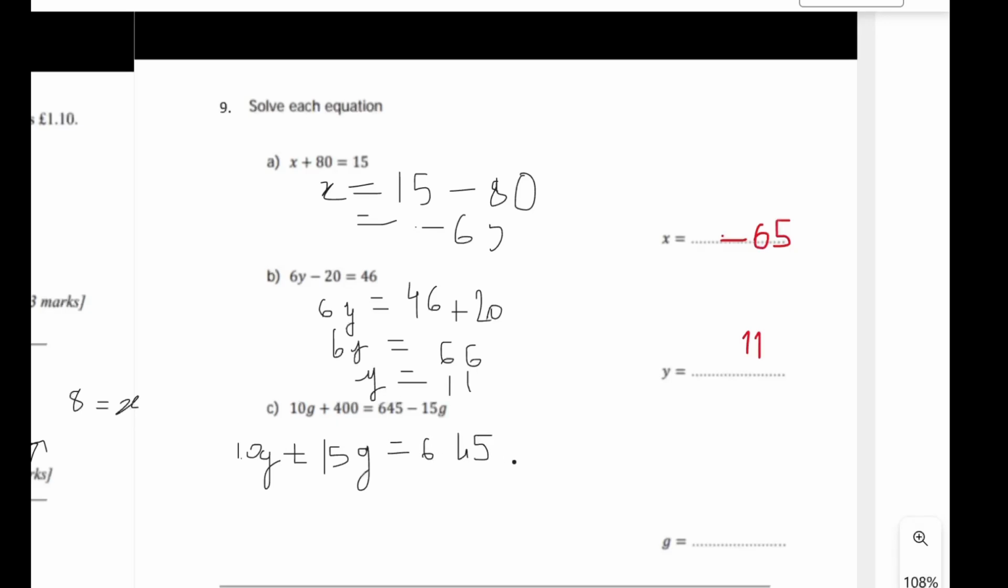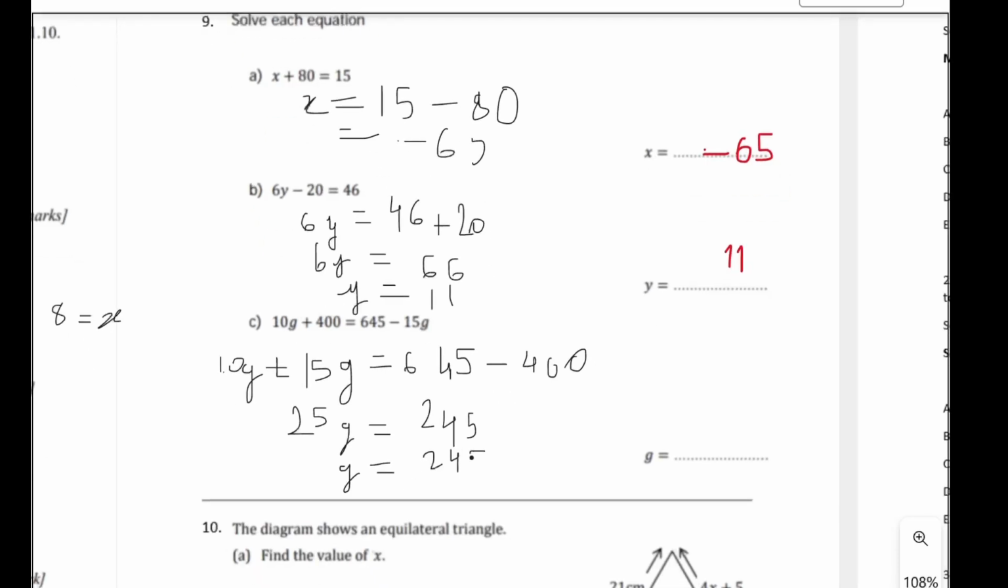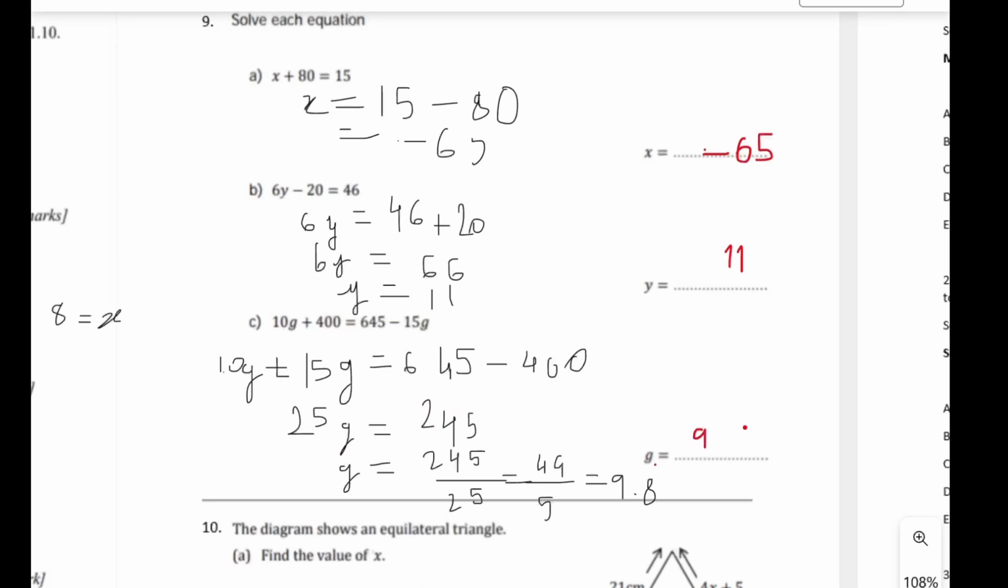645 minus 400. Then we get 25g is equal to 245. Therefore, g is equal to 245 divided by 25, which is equal to 49 over 5, which is also known as 9.8. So you could give your answer here as 9.8 or 49 over 5.